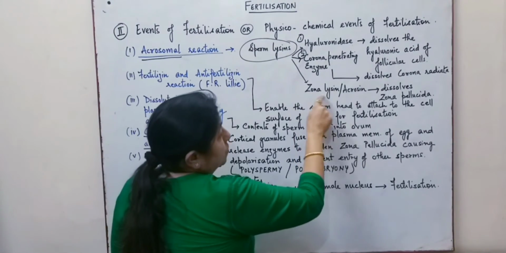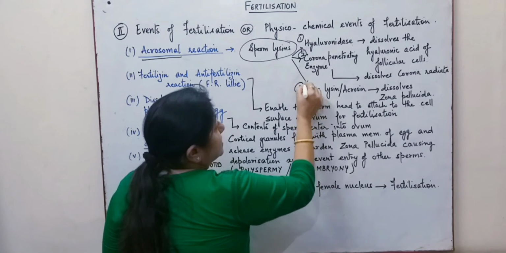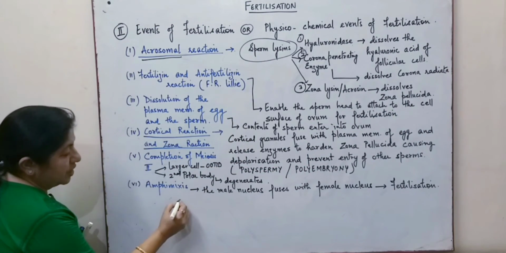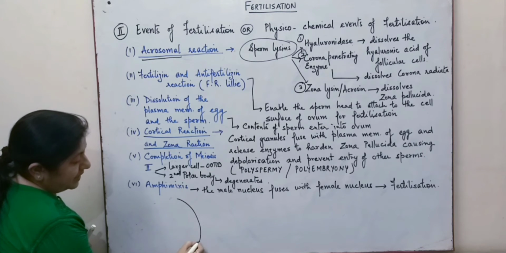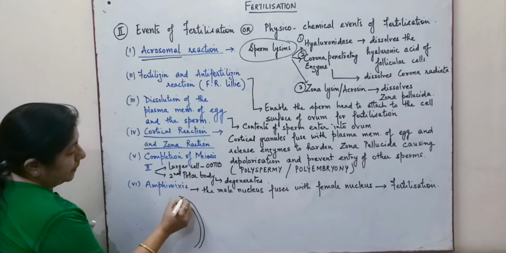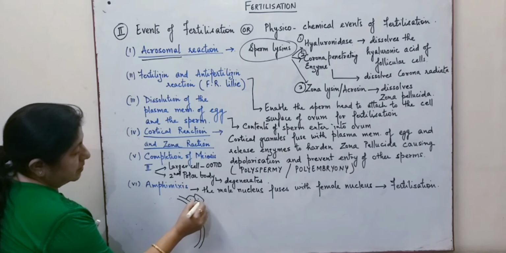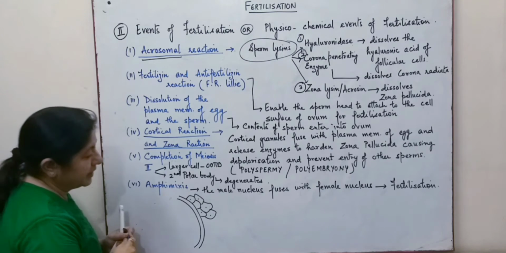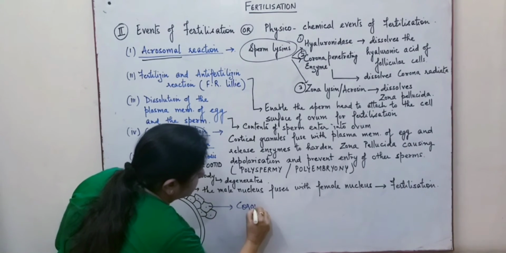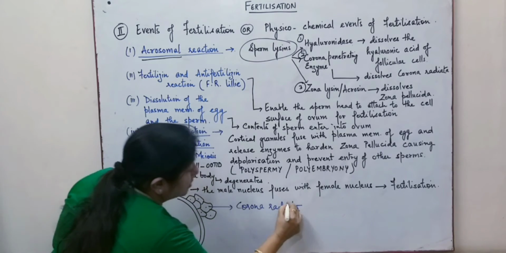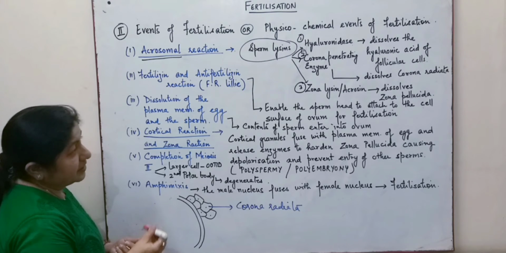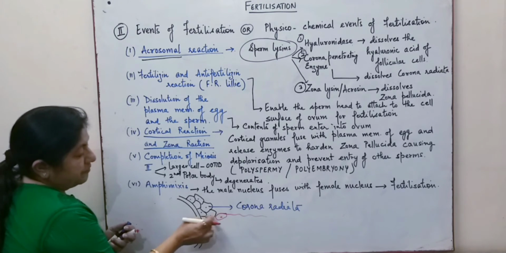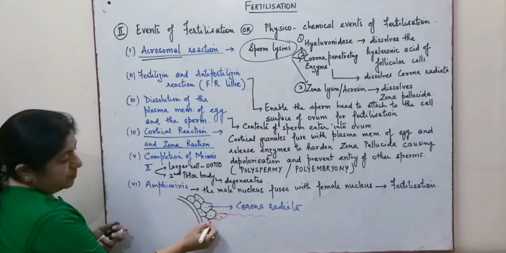The third is the zona lysin, or acrosin. This zona lysin dissolves the zona pellucida layer, which is on the inner side. If you remember the diagram, this is the corona radiata layer, which is present outside the ovum. It is the outermost layer, and when the sperms reach there, the corona penetrating enzyme will dissolve this layer. As a result, the sperm will be able to move further.